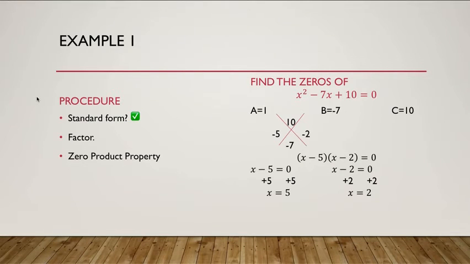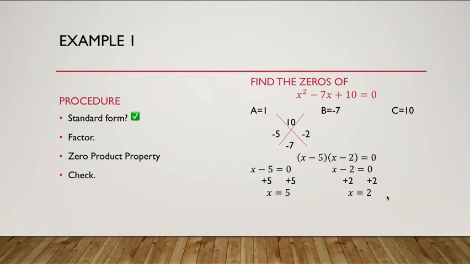From there, I can just solve the equations using my inverse operations, so getting the x by itself. So here with my x minus 5, I'll add the 5 to both sides, so I get x equals 5. And with x minus 2, I'll add the 2 to both sides and get x equal to 2.